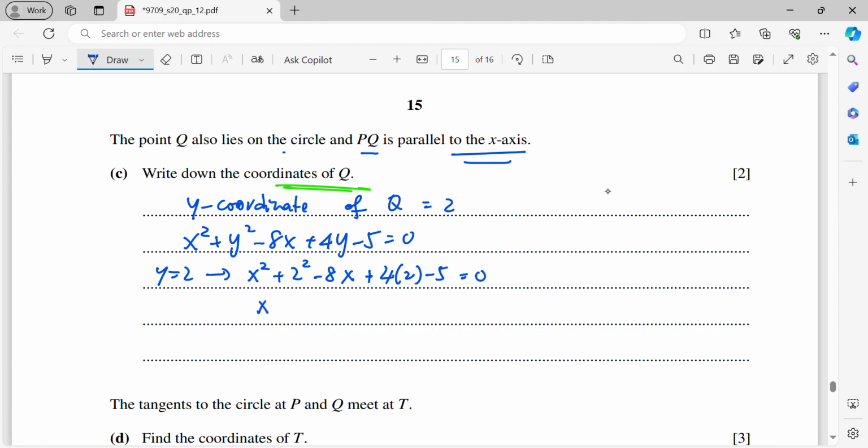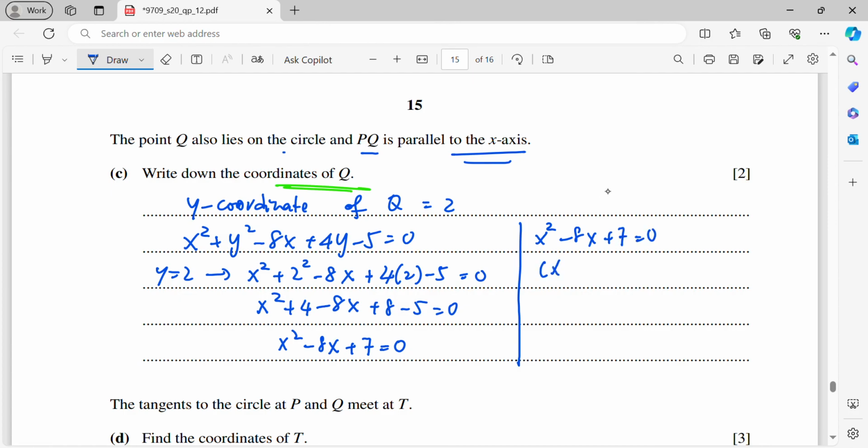So then x squared plus 4 minus 8x plus 8 minus 5 equals 0. Hence, you will get x squared minus 8x plus 12 minus 5, which is plus 7. Then from here, this quadratic equation can be factorized. This is going to be x minus 7 and then x minus 1. So here I will get x equals 1 or x equals 7.